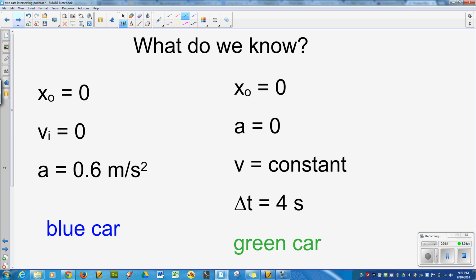Okay, let's look at what we know in the problem. We know the initial position of each car when we set up the equation is 0, because that's when it is at the traffic light. We know the blue car starts with an initial velocity of 0. The green car has an acceleration of 0 because it is a constant velocity. And we know the blue car has an acceleration of 0.6 meters per second squared, and that the green car passes the intersection 4 seconds after the blue car passes through the intersection.